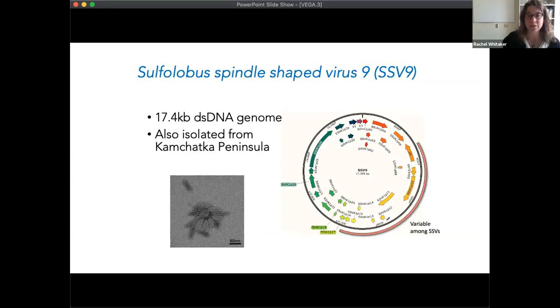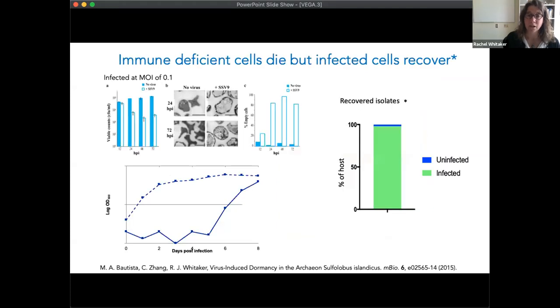The virus we used was Sulfolobus spindle-shaped virus SSV9, which is also isolated from Kamchatka and has a core genome of about 17 kb that's shared with most of the other SSVs. We can infect immune-deficient strains that we genetically engineer with this virus.